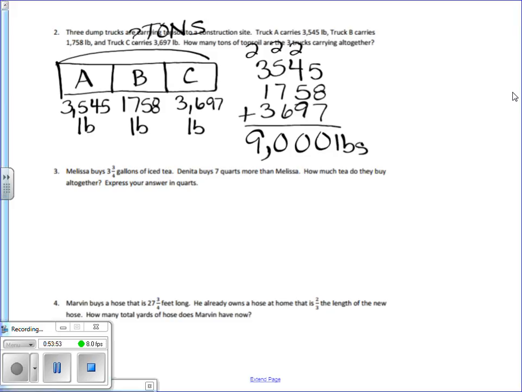So, if there are 2,000 pounds in 1 ton, are we going from big to small or small to big? We're going from small to big.